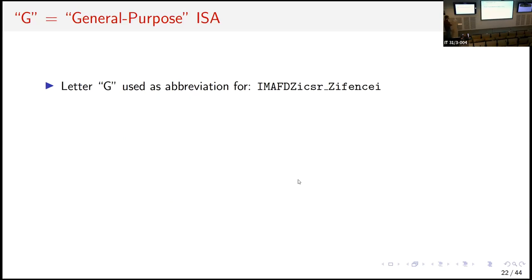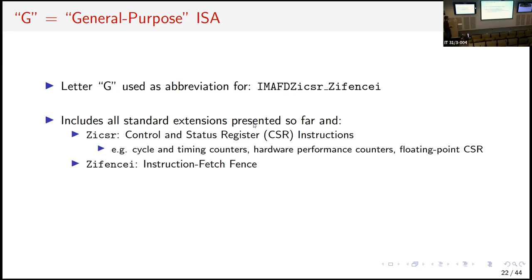Okay, so we already now had a couple of extensions, so at some point that's getting a bit nasty. So that's also what the hardware architects thought. So we have the G general purpose ISA extension. So basically this is just an abbreviation of all the standard extensions that are presented so far. So we have I, the base, MAFD, and then we have two more that we won't go into detail.